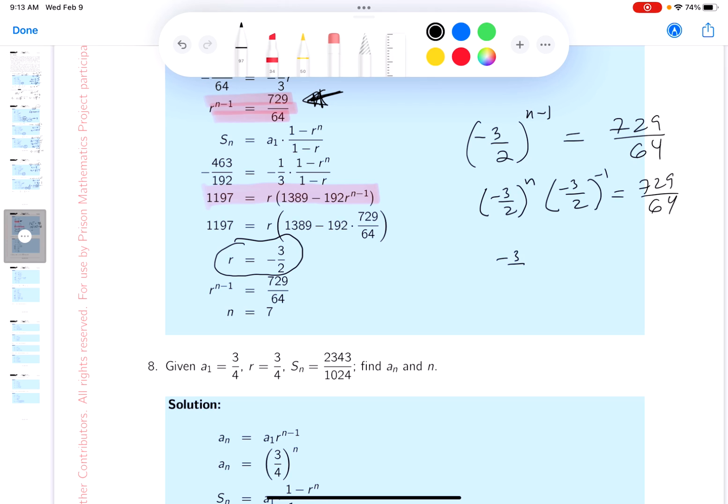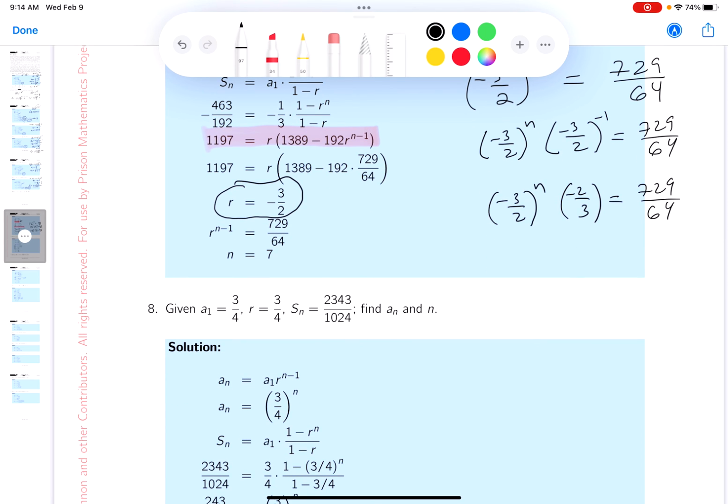This is going to be minus 3 halves to the n. This is actually going to be minus 2/3 equals 729 over 64. And then I'll write this down, minus 3 over 2 to the n. And this is going to be what? I'm multiplying both sides by 3 halves. So it's going to be 3 times 729 over 2 times 64. Well, I got to write this down, minus 3 over 2.